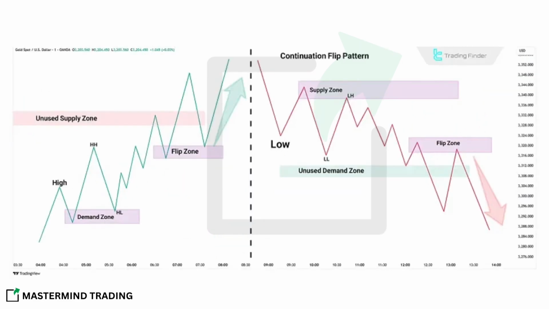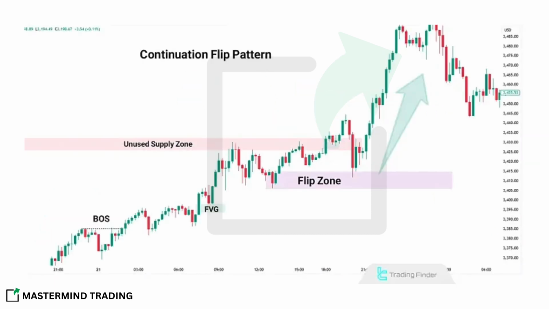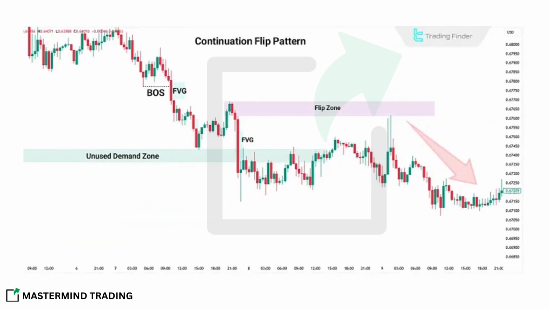Continuation flips, on the other hand, are these supply or demand levels, supply or demand zones, order blocks, structures that you can find along the flip, the break of a structure for the continuation of the trend. So let's say we have a bullish structure, price broke above the previous high of the structure for the continuation of that uptrend.